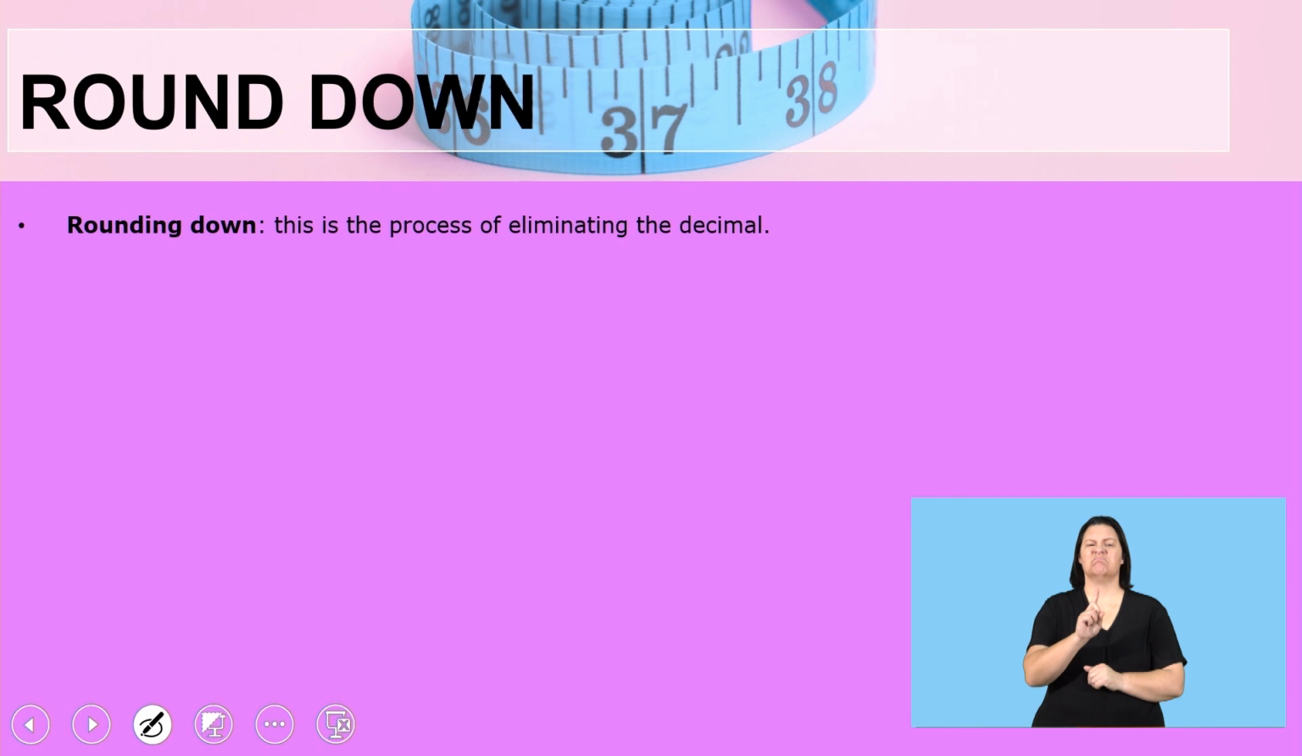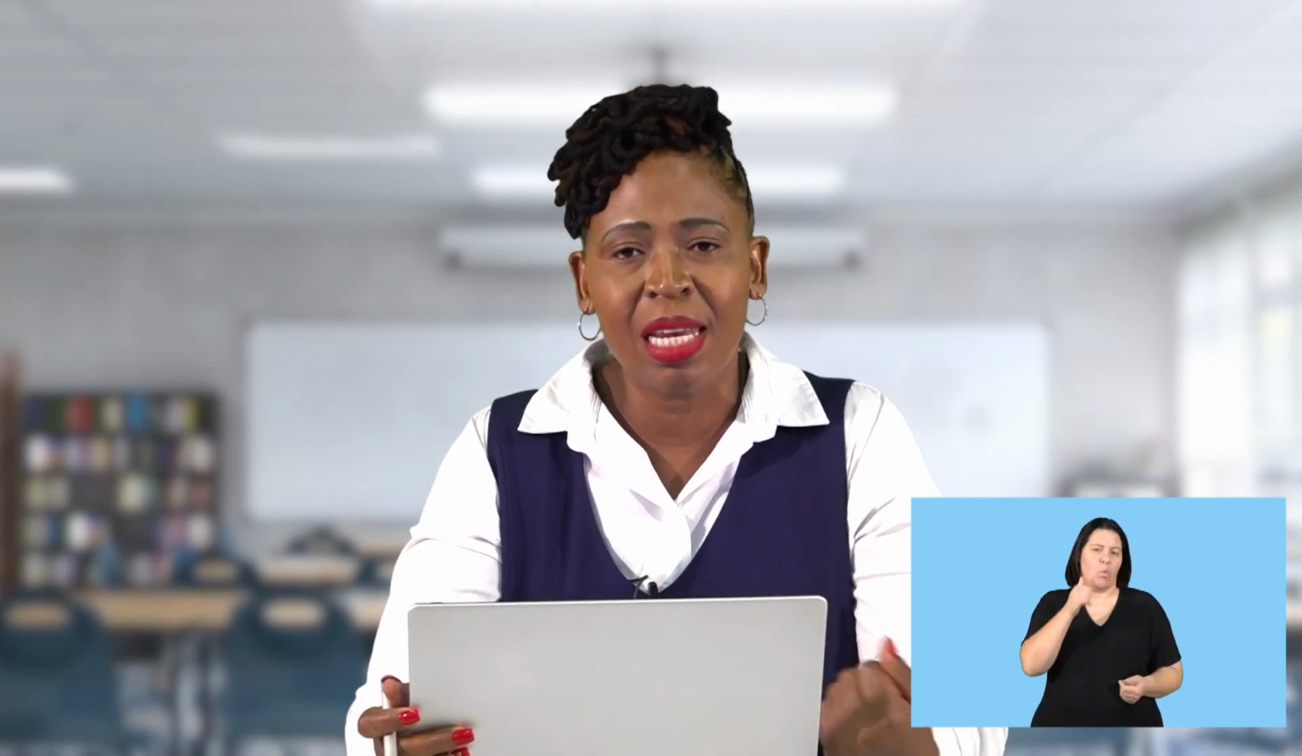What is rounding down? When we talk about rounding down, we talk about the process of eliminating the decimals. You know the principle now. But when it comes to rounding down, we do it in context. I'm going to explain this thoroughly so that you can understand, because with rounding down, it is not about how much value we have after a decimal. All we are saying is that whatever value we have after a decimal will be left out.